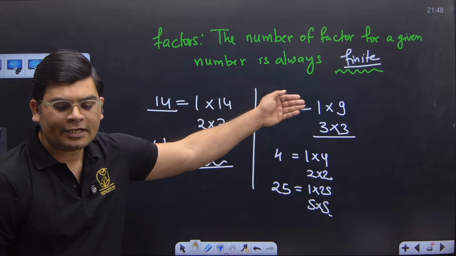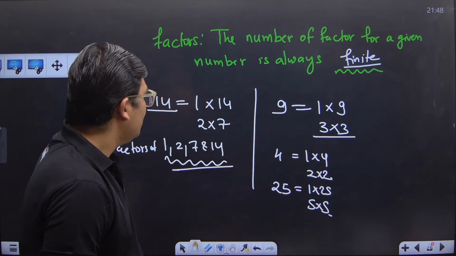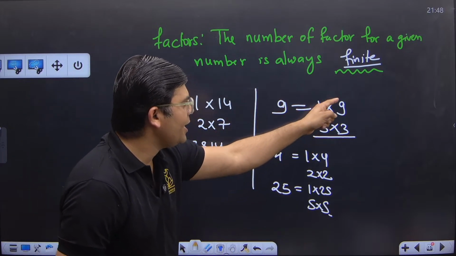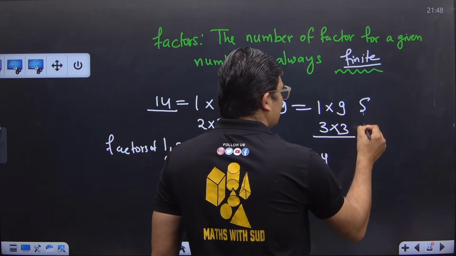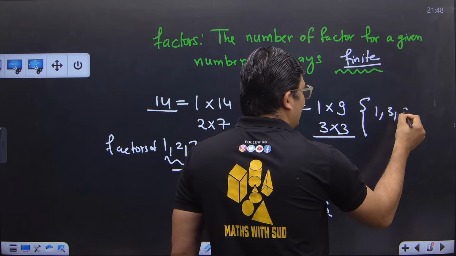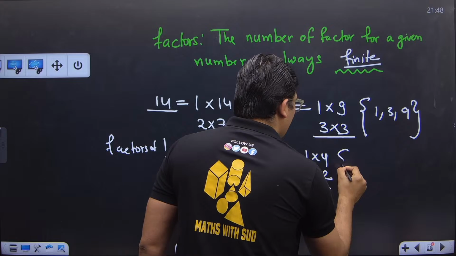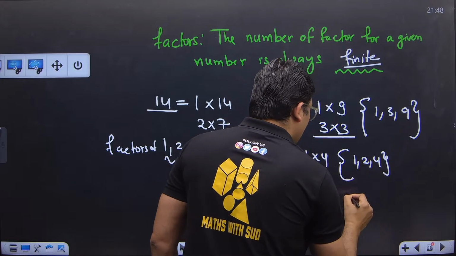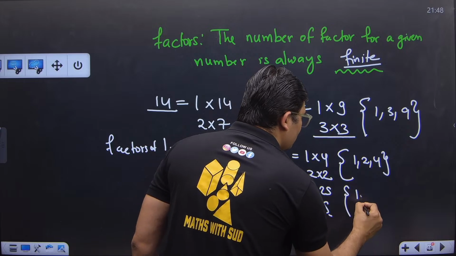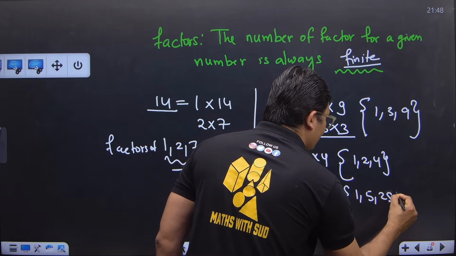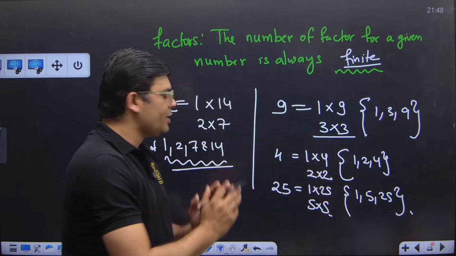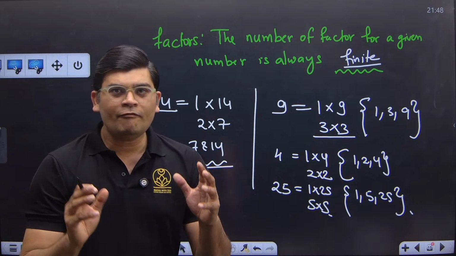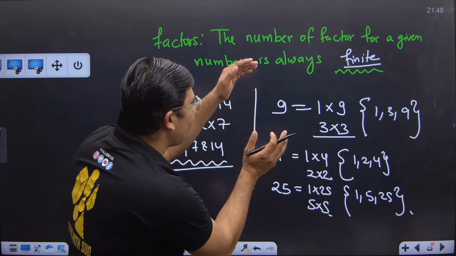So how many factors are there for 9? We will say 1, 3 and 9. So there are odd numbers. 1, 3 and 9. The factors of 4 are 1, 2 and 4. The factors of 25 are 1, 5 and 25. So we can see from here the number of factors for a perfect square.